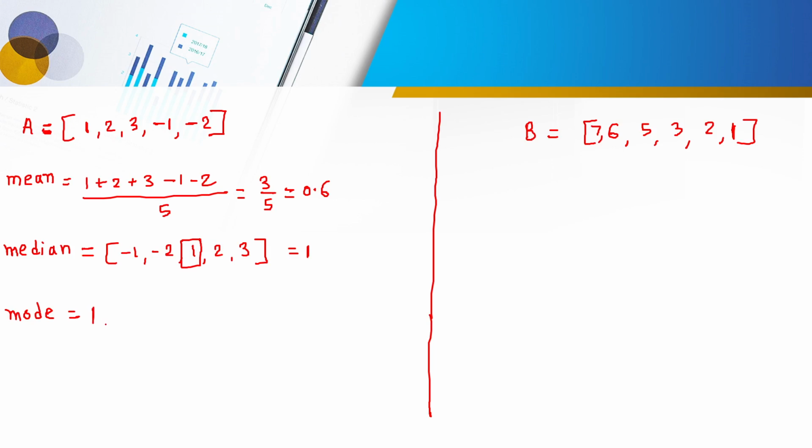Yes, we'll write down initially 1, 2, 3, -1 and -2. These are all the modes, because we don't have any number repeated.